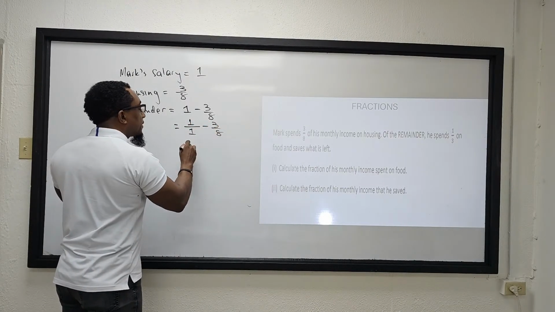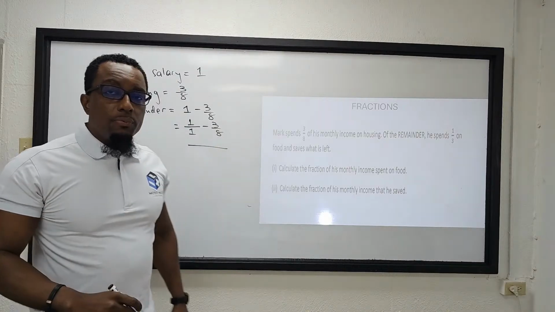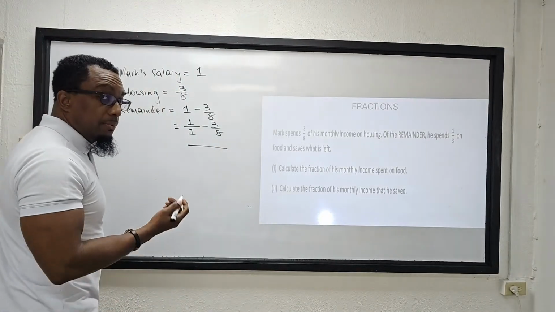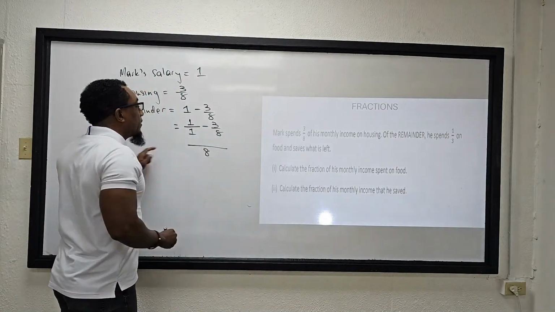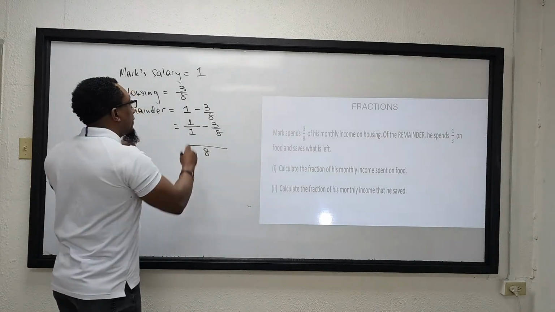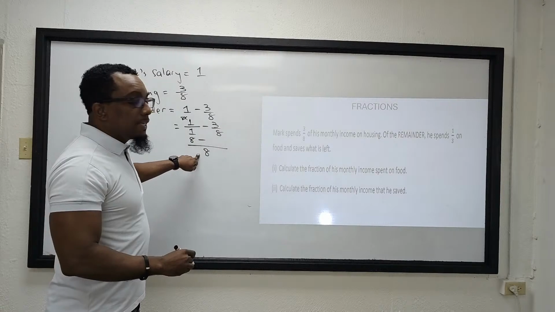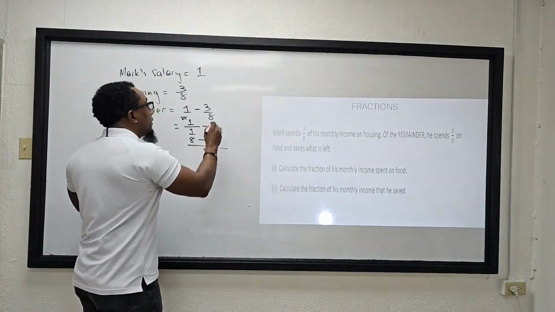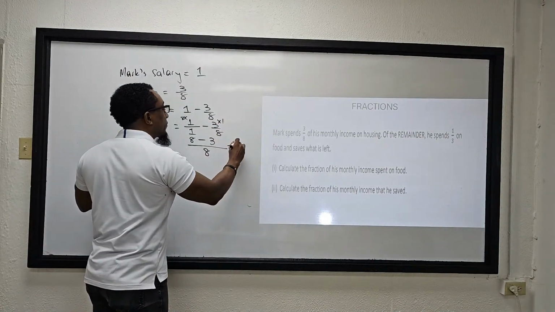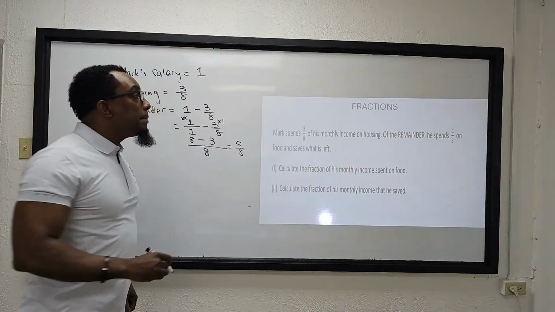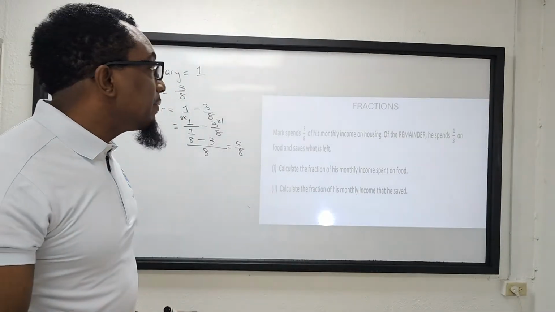subtract 3/8. I'm subtracting 2 fractions, so I find the LCM. If you want to do it this way, no problem. So 1 into 8 is 8. 8 by 1 is 8. Subtract 8 into 8 is 1. 1 by 3 is 3. So the remainder will be 5/8.